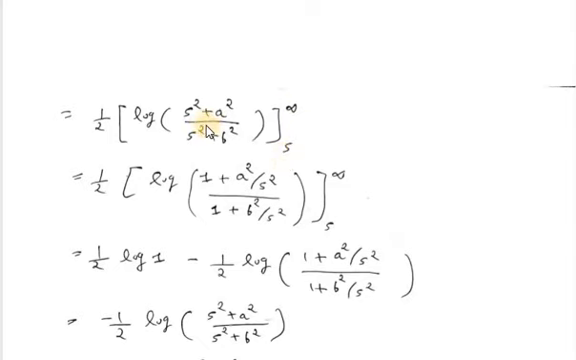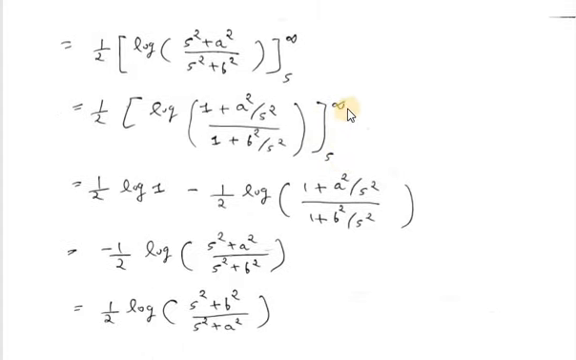Now divide numerator and denominator by s square, so it will become 1 by 2 as it is logarithm of 1 plus a square by s square divided by 1 plus b square by s square, and the limit is from s to infinite. Now put upper limit infinite and lower limit s.